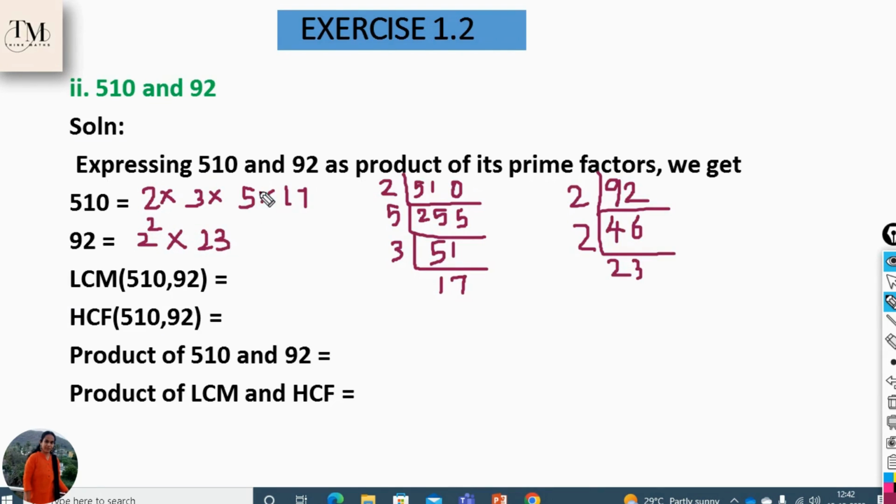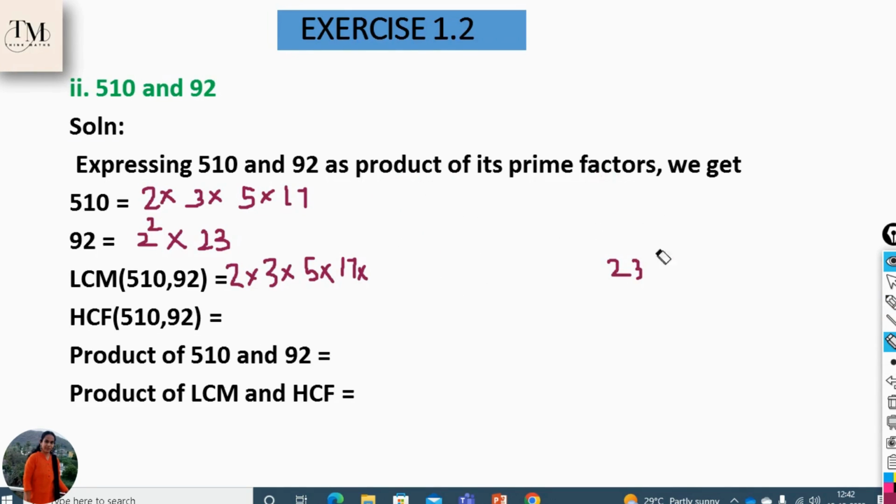So LCM is the product of the greatest power of each prime factor. So what are the prime factors here? 2 into 3 into 5 into 17 into 23. Okay, let me erase these values. Okay, so let us calculate this later. What is HCF? HCF is the product of the smallest power of the common prime factor. So what is the common prime factor here? 2. So its smallest power is 1. So 2 to the power 1 is 2.